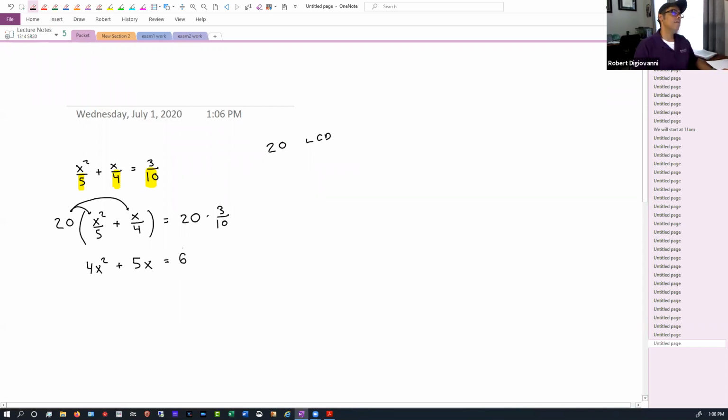Okay, so now we don't have fractions. So we move everything to one side. So we're going to get 4x squared plus 5x minus 6 equals 0, which is what we wanted. And now we proceed to factor. So I'm going to go a little faster through this. I've got -24. I need two numbers that multiply to be -24, but add up to be 5.